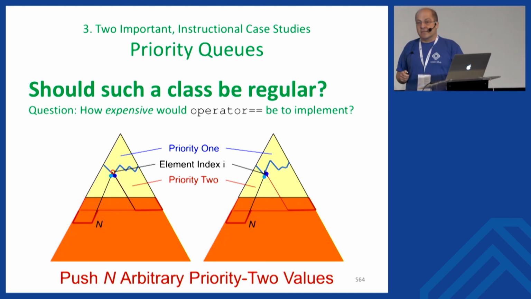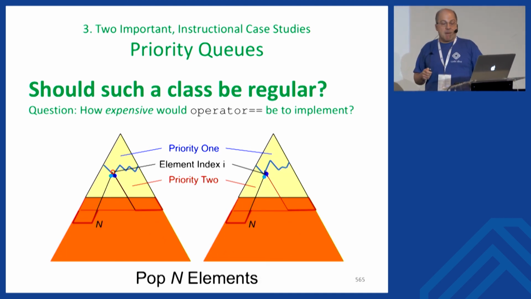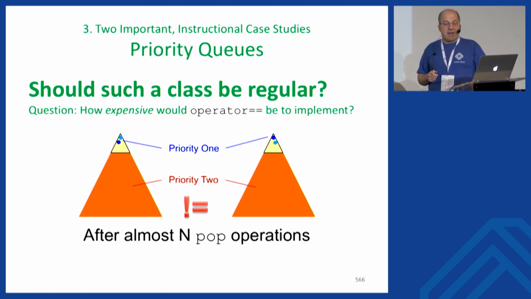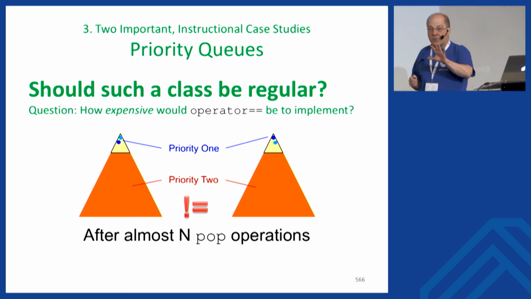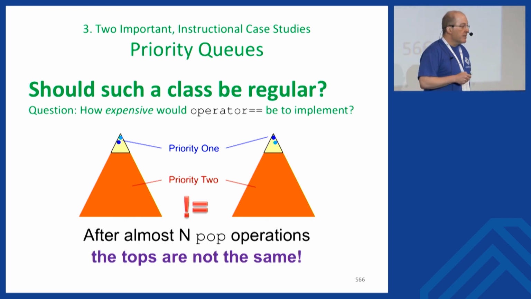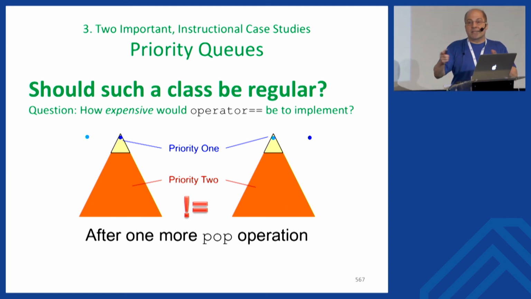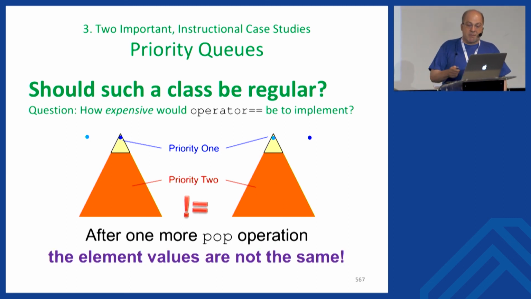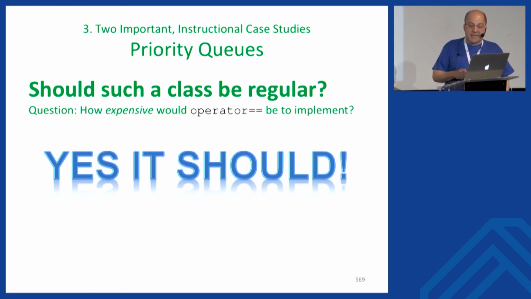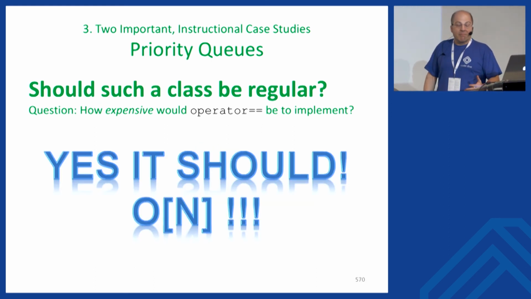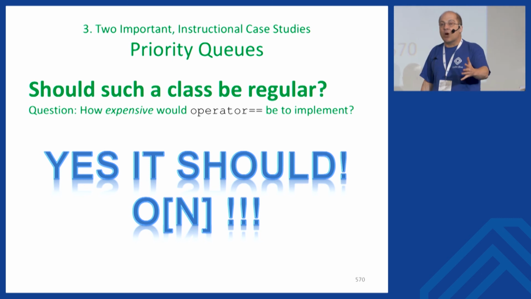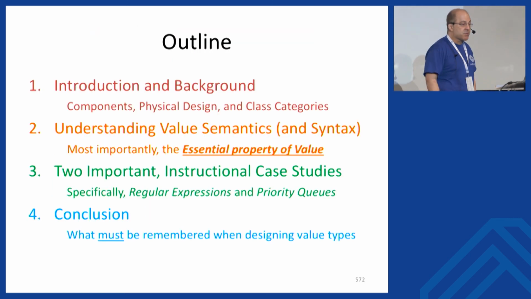Without explaining this in the detail that I would like to, what's going to happen is I'm going to start popping, and after a while, they're going to be in different orders, and the top element is going to be a different value. So already I know they're not the same value, and then once I pop it, I've popped 2 different values. So this is a proof. It does work. But we're out of time, so I'm going quickly. So the idea is, yes, it should, because it's O of n, and it wasn't hard to write the code. It was hard to prove that's the right thing to do.